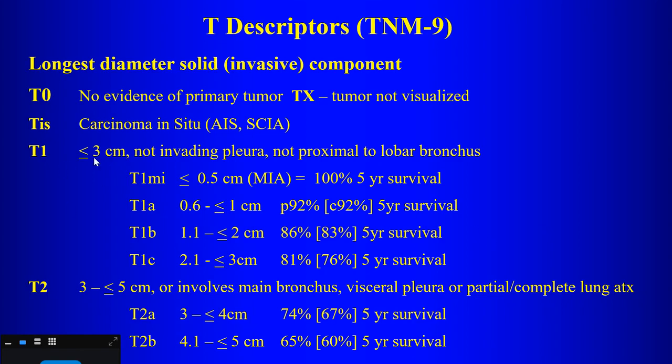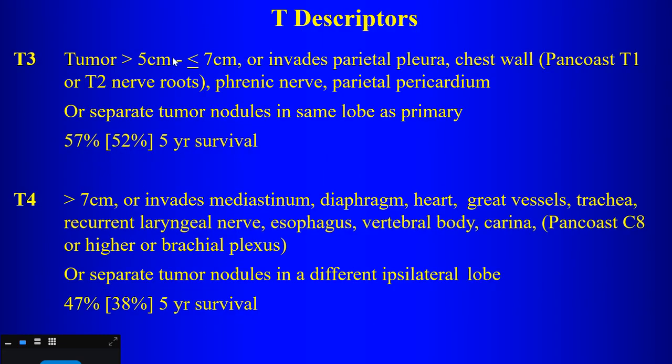So T1 is less than or equal to 3, T2 is 3 to 5, T3 is 5 to 7, and T4 is greater than 7, in terms of size. But the other important thing is the distinction between T3 and T4. T3 tumors are advanced tumors that involve resectable structures. So if it involves the parietal pleura, the chest wall, phrenic nerve, or the parietal pericardium, it is resectable. Those are considered resectable structures.